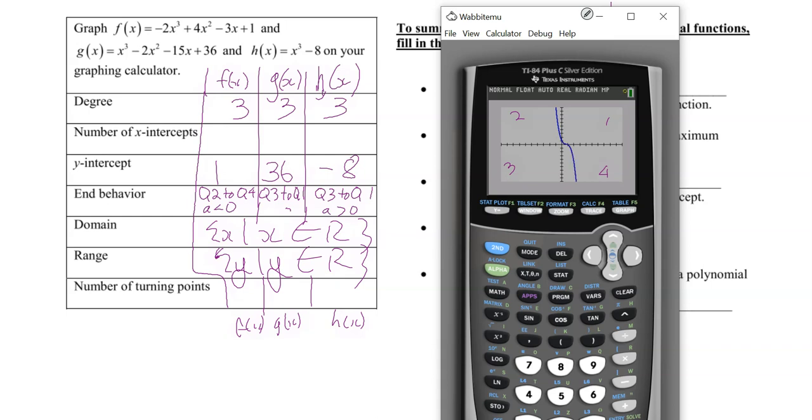Is this one unit graphing? In what way? No. Maybe.